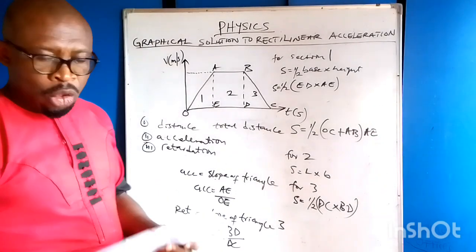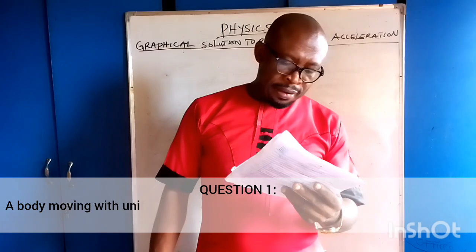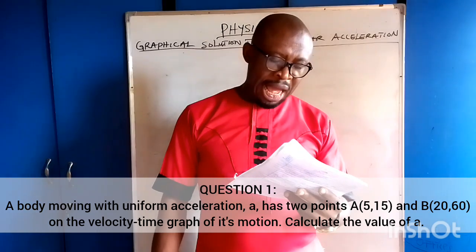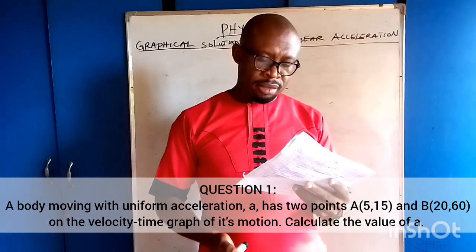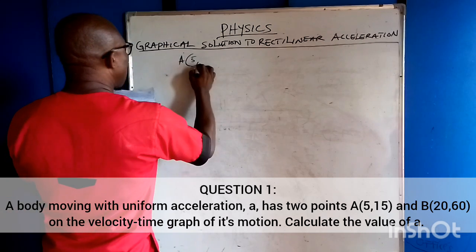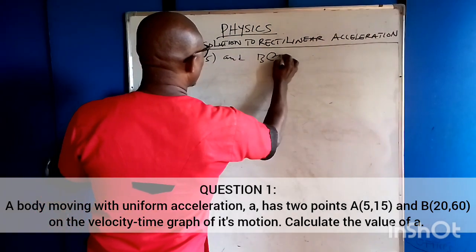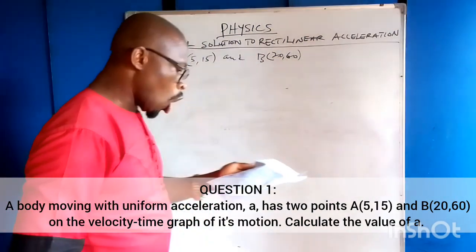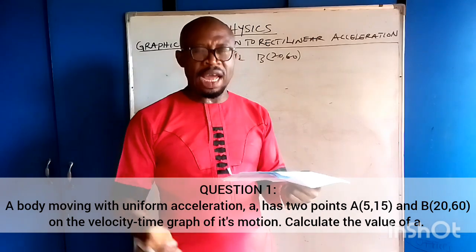Okay, let us take the first problem. But before that, we'll clean up. A body moving with uniform acceleration A has 2 points, A at (5, 15) and B at (20, 60). These are the 2 points on a velocity time graph of its motion. Calculate the value of the acceleration.